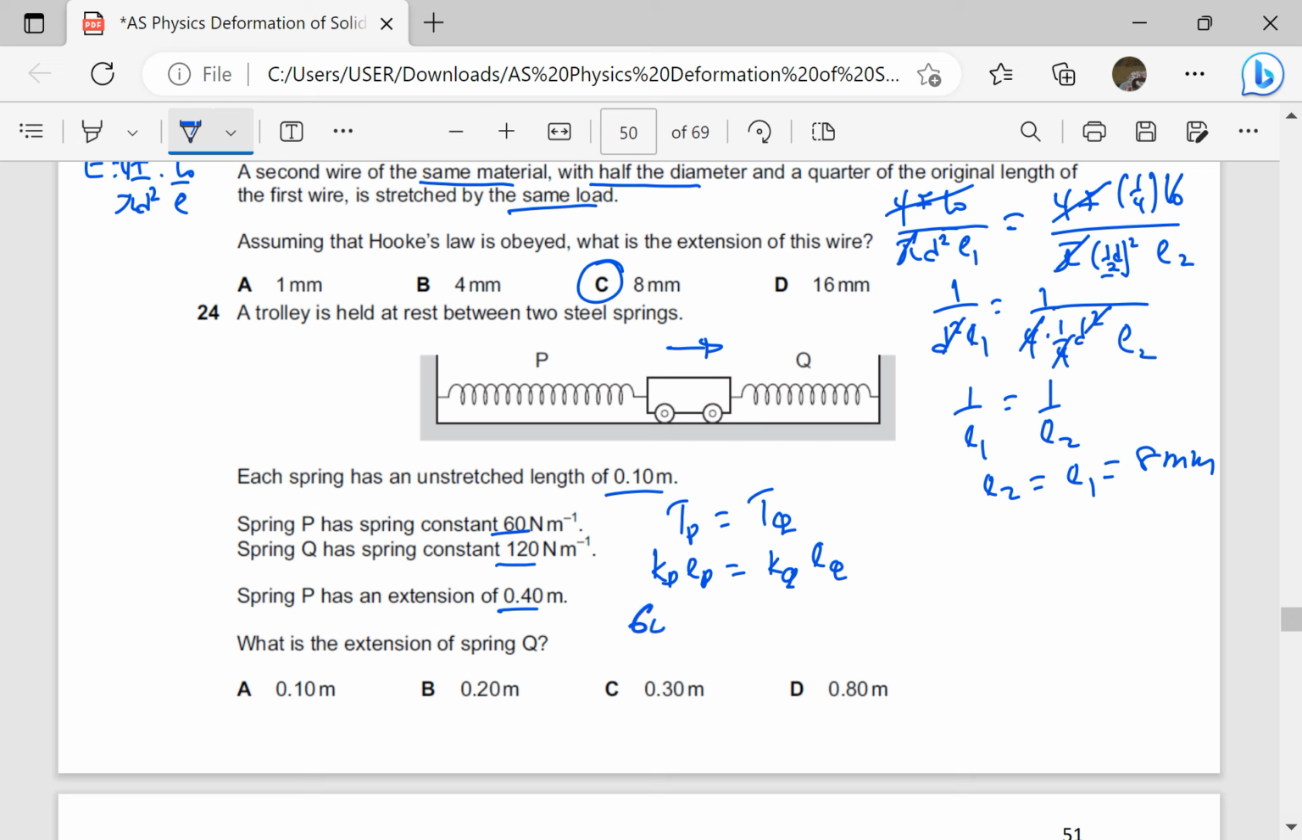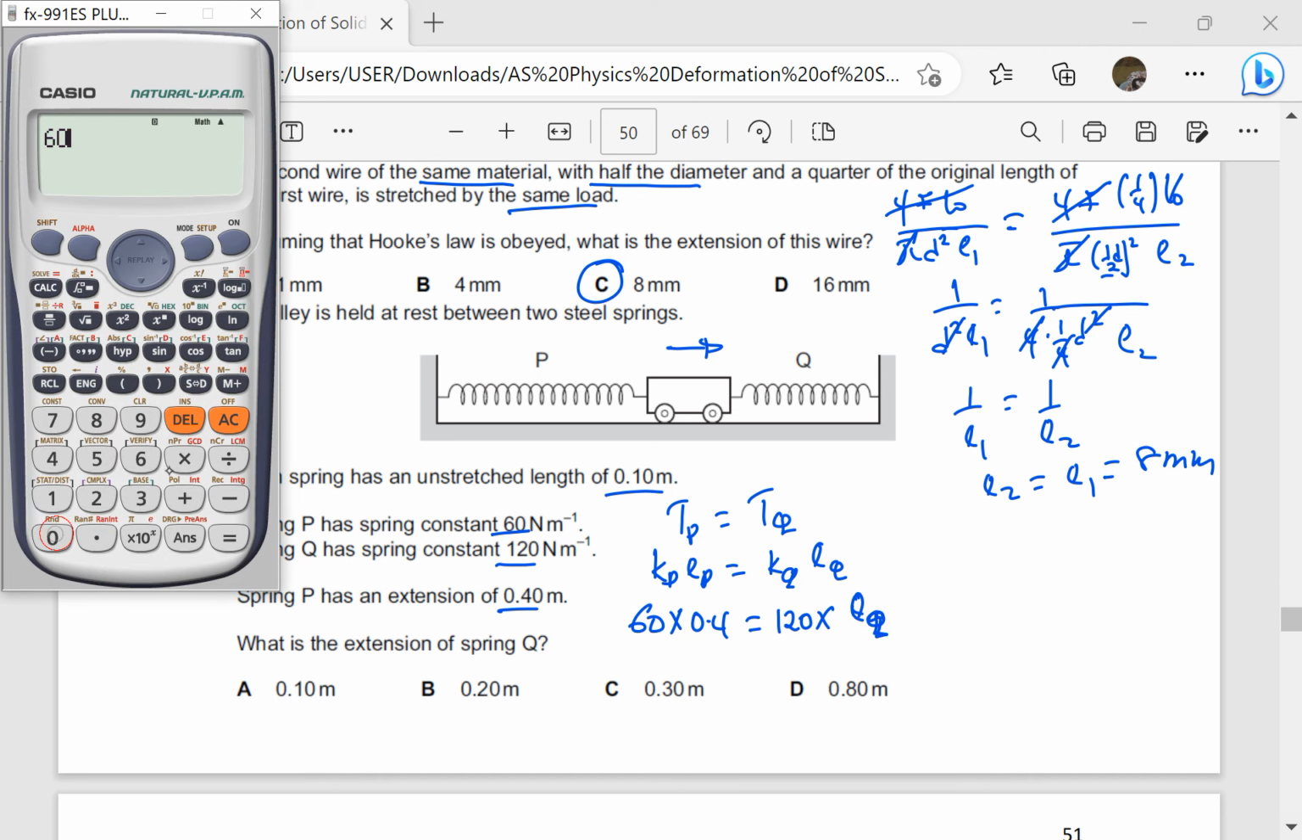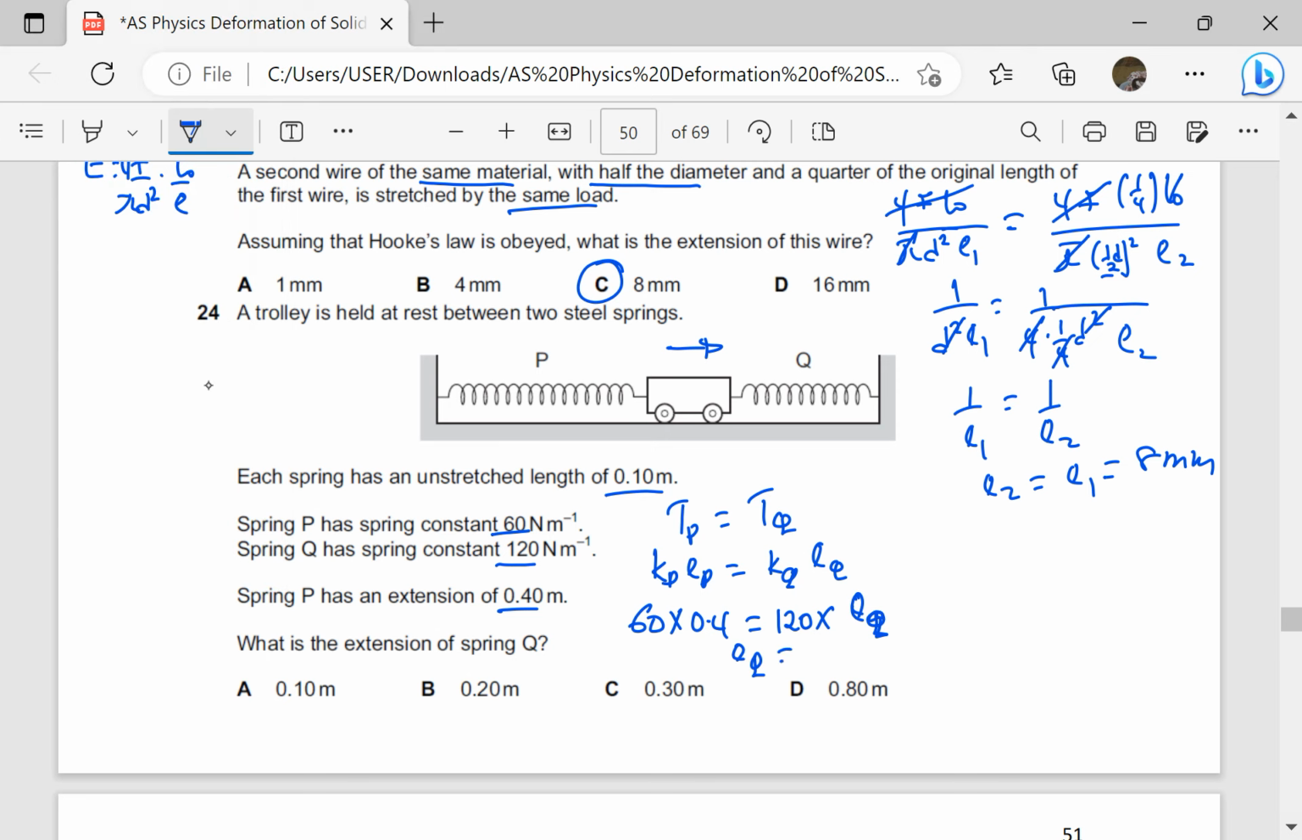So I'll simply say 60 times extension of P, which is 0.4, should be the same as the constant of the other one, 120, times the extension, which is going to be E subscript Q. So let's find EQ. EQ is going to be 60 times 0.4 divided by 120, which is 1 over 5, that is 0.2. So extension of Q is going to be 0.2 meters. So the answer is going to be B.